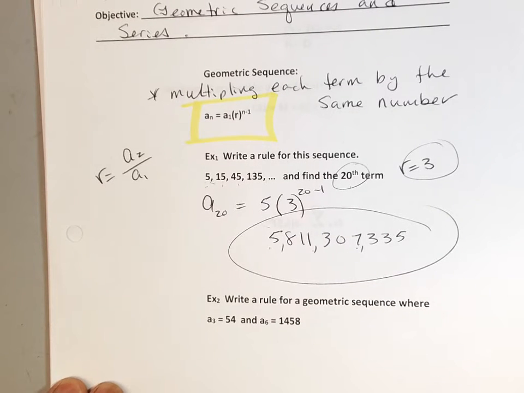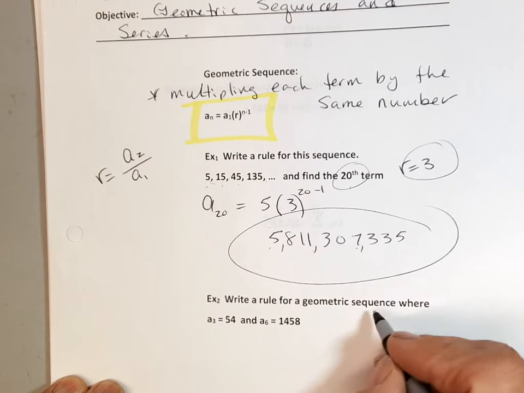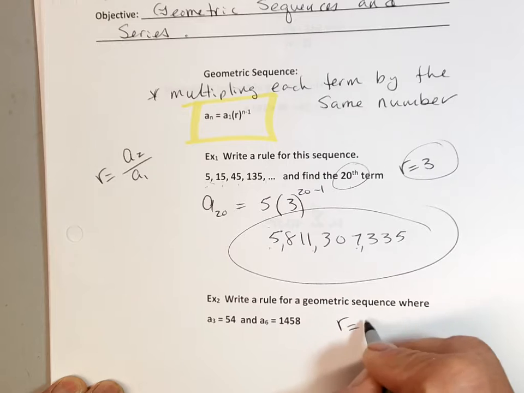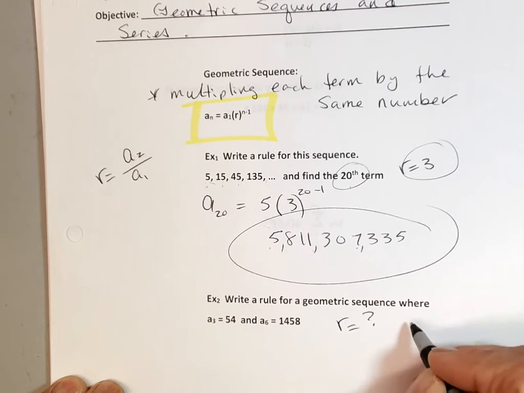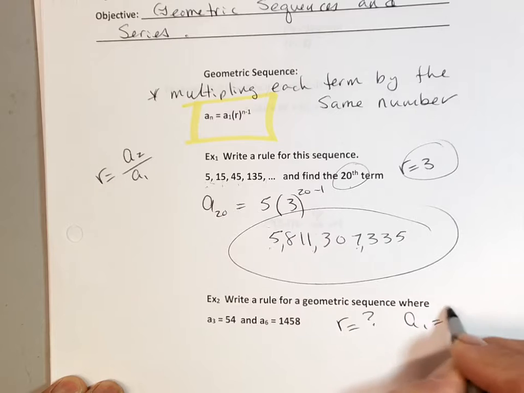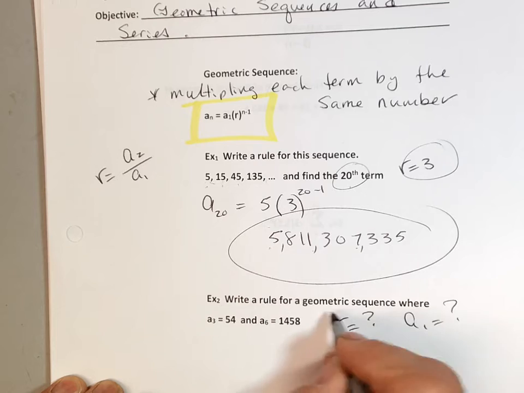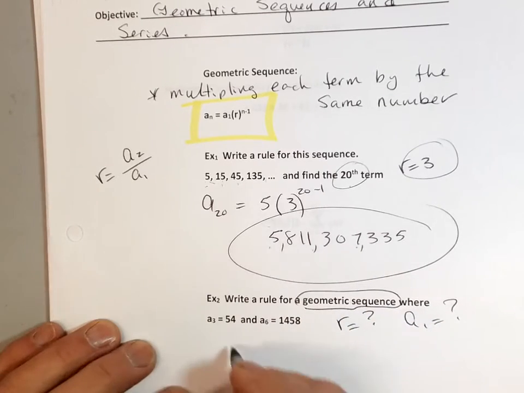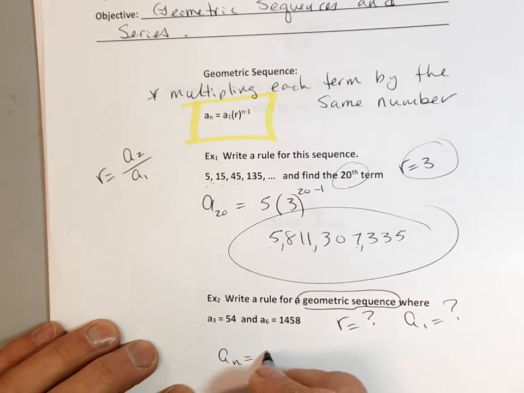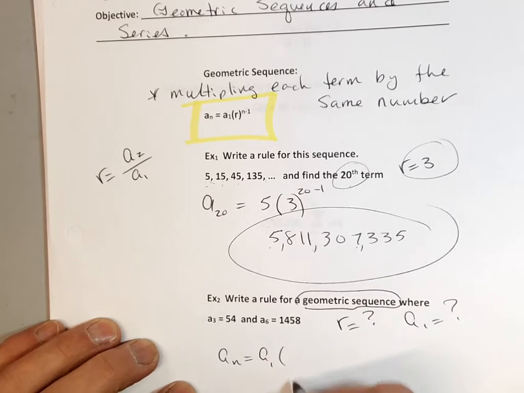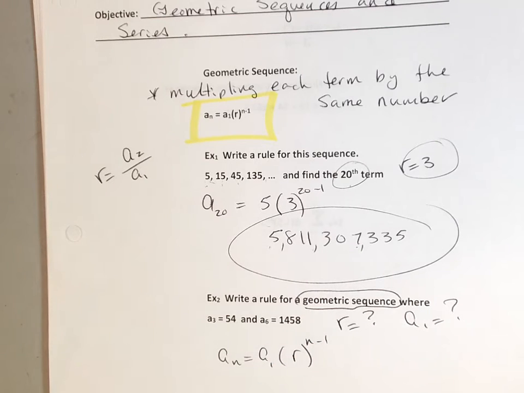All right, example 2. Write a rule. What I don't know is R, and I really don't even know the first term. But let's just set it up. I know it's geometric, so I'm going to use my formula, which is A of n equals A1 times R to the n minus 1 power. So what I'm going to do is find A1 first, or maybe I can find R.